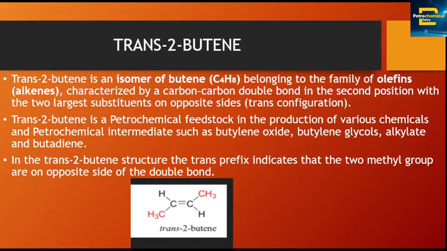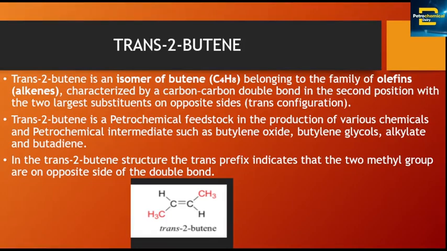So the CH3, which is our methyl group, is on the opposite side of the double bond. Now our trans-2-butene is used to produce polyisobutene for lubricants and sealants, and is used as a feedstock for the production of butyl rubber. It's also used as a petrochemical intermediate for the production of tert-butyl alcohol.